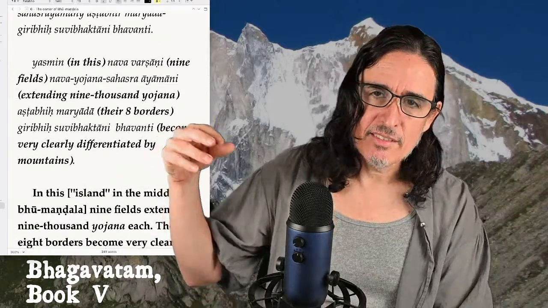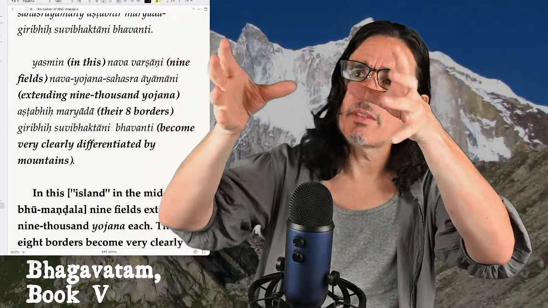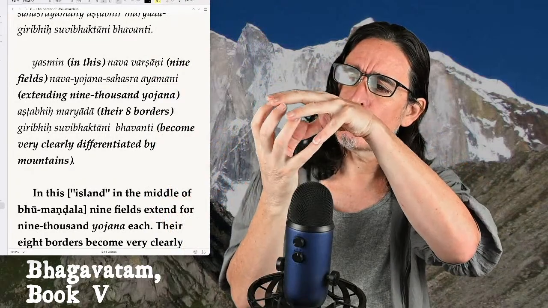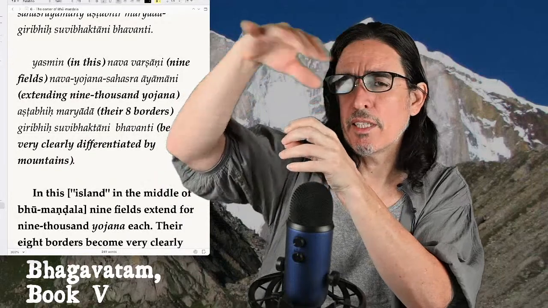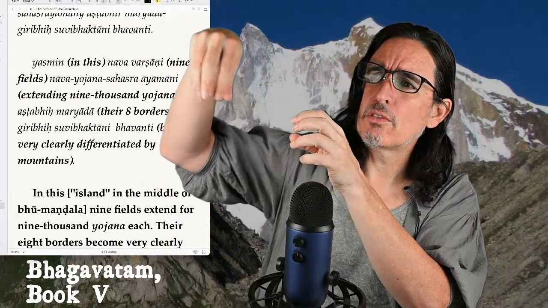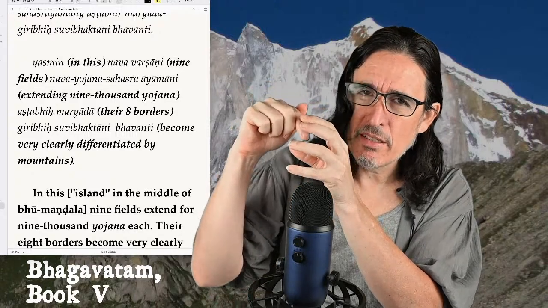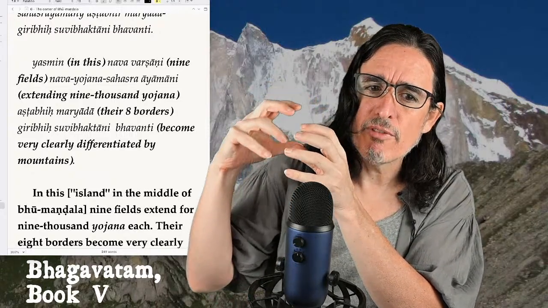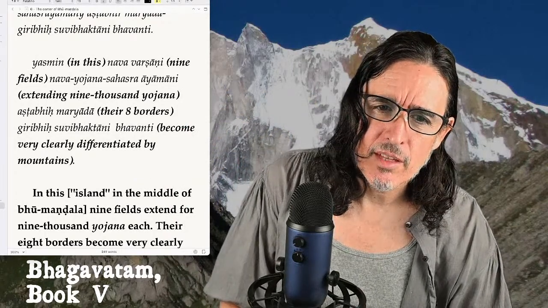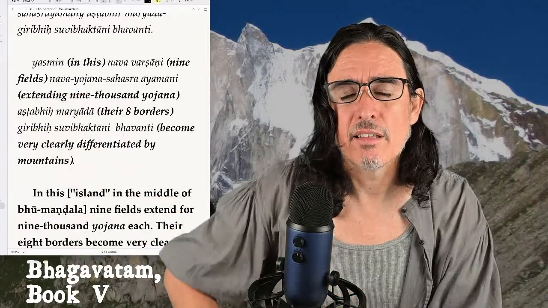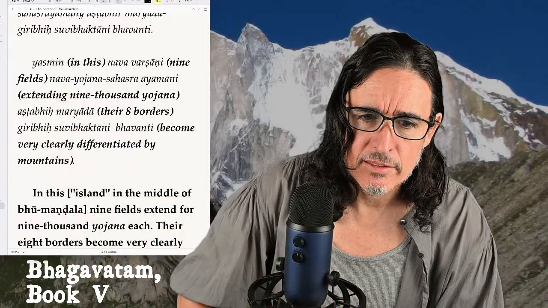In this island that's in the middle of Bhumandala. Okay, so this is the scope. He described it like a beautiful lotus bud in the middle of many petals, or many leaves, and they're all circling this bud. In that bud, there are 9 varshas, which means 9 fields, 9 kinds of plains, 9 flat places, 9 habitable places where you can live.